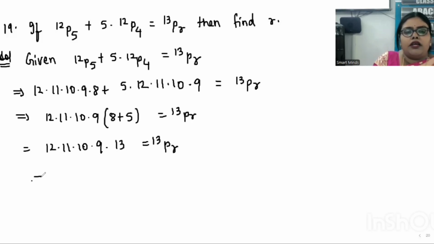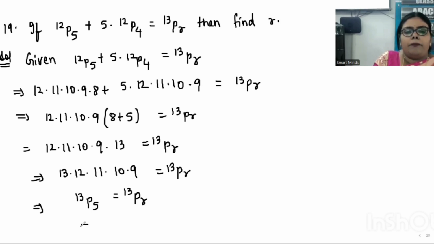Now we can rearrange this as 13 into 12 into 11 into 10 into 9. That is 13pr. So on the left hand side you can see starting from 13 you have numbers in order. So how many numbers do you have? 5 numbers. So we can write it as 13p5 is equal to 13pr. If we compare on both sides we get r is equal to 5.